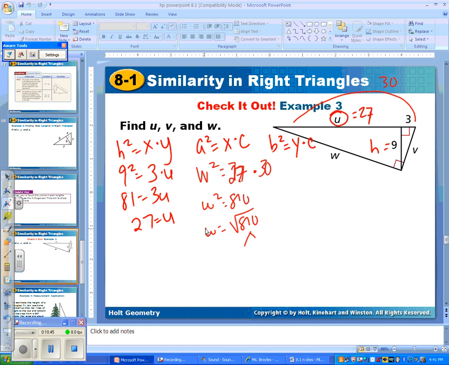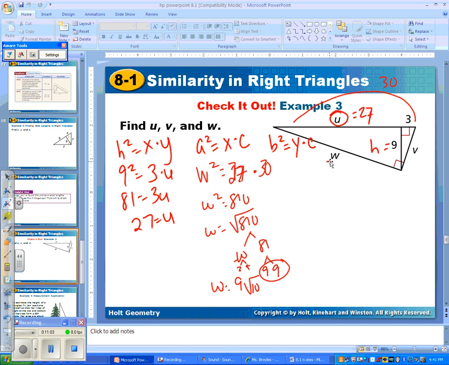Let's see, what can I divide 810 by? Well, I can divide it by 10, and I get 10 and 81. And then I know 81 is 9 and 9. So W is going to equal 9 radical 10, because 10 is just going to be 2 and 5, so it's not going to get me anywhere. Okay, so W equals 9 radical 10.